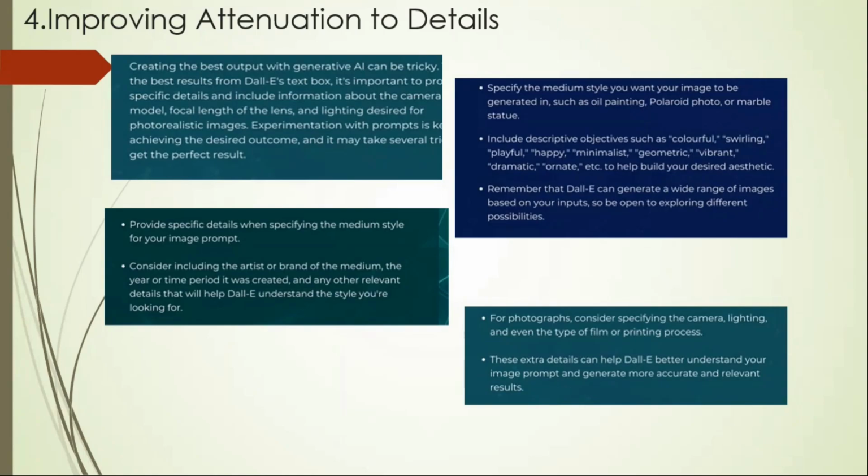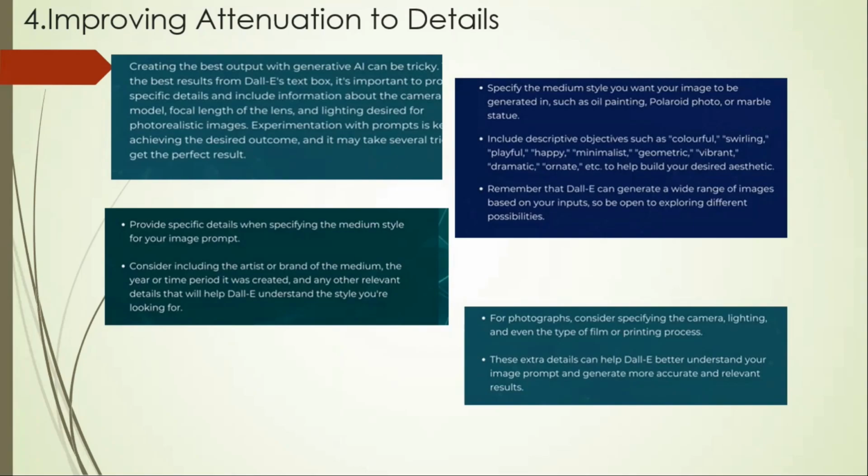Similarly, provide specific details, such as the specific medium and style for the image prompt. Consider including the artistic brand, obviously whichever brand you are looking for. If you give those things to DALL-E, it will definitely generate. And include descriptive objectives, like which color you are looking for, which playful happiness, which mood you are looking for.